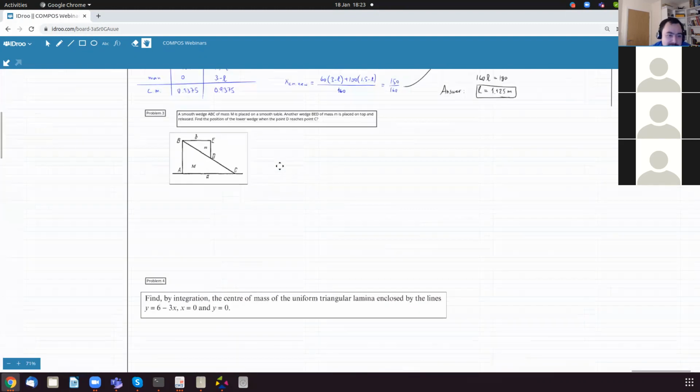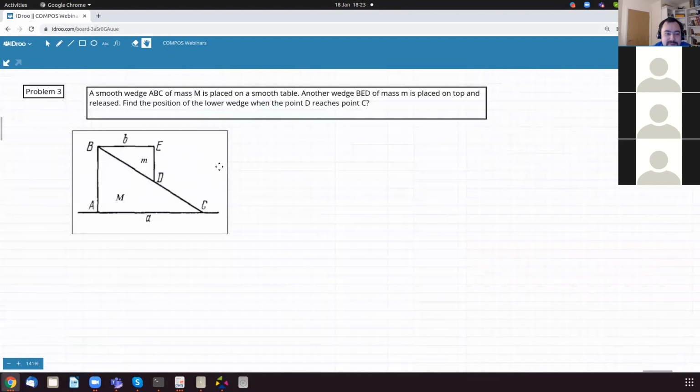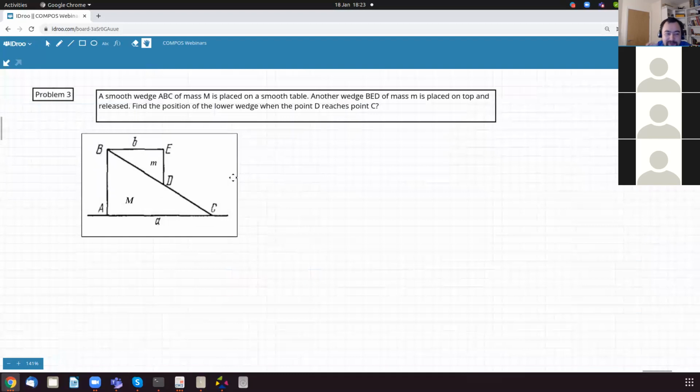Okay, another similar question in a way. Just to get you super familiar with these questions. A smooth wedge ABC of mass m, so this is a wedge of mass m, is placed on a smooth table, so no friction. Another wedge BED is placed on top and released. Find the position of the lower wedge when the point D reaches point C.